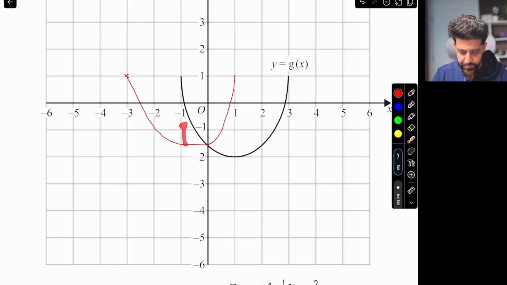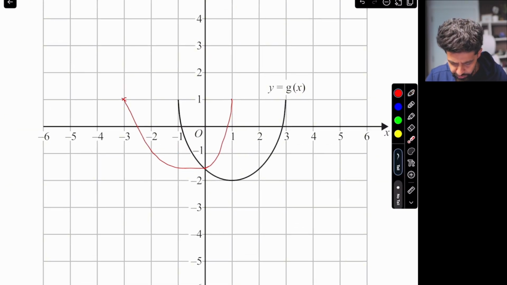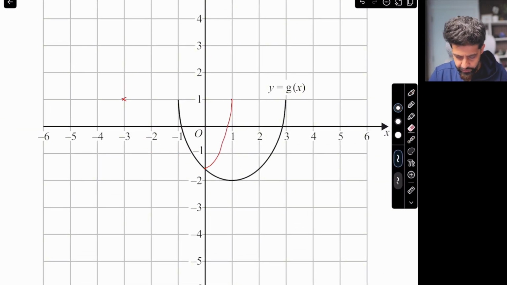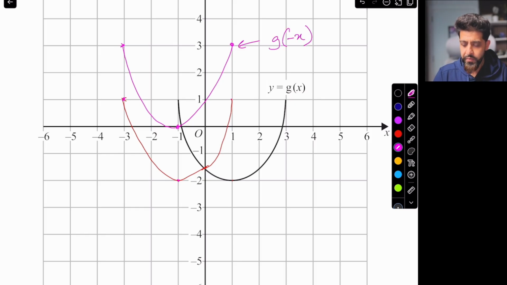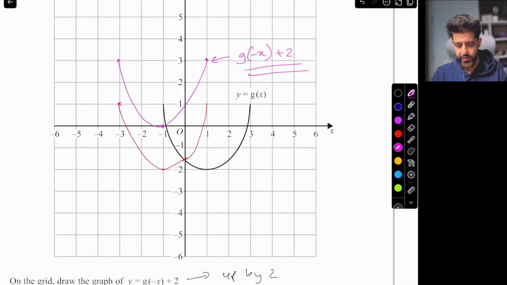Then we're going to move this up by 2. Oh sorry, that hasn't been done properly. That needs to be there. Then it's going to go up by 2. So that point is going to be there. These points are going to go up there. This point is going to go up there. So you end up having something like that. Okay, and that's your final version. So this is your g of x, minus x plus 2. There you go. That's the graph you want.